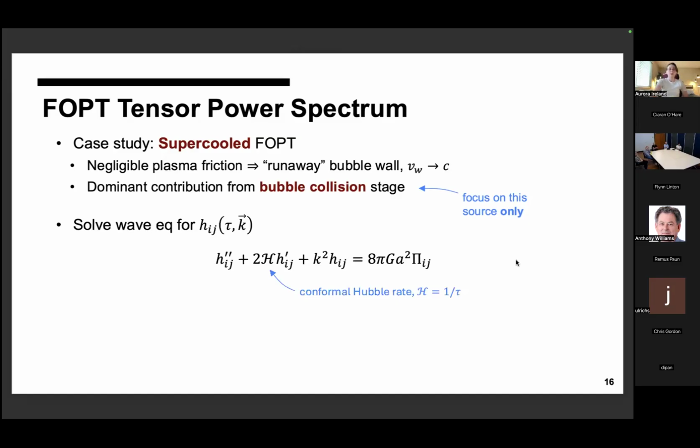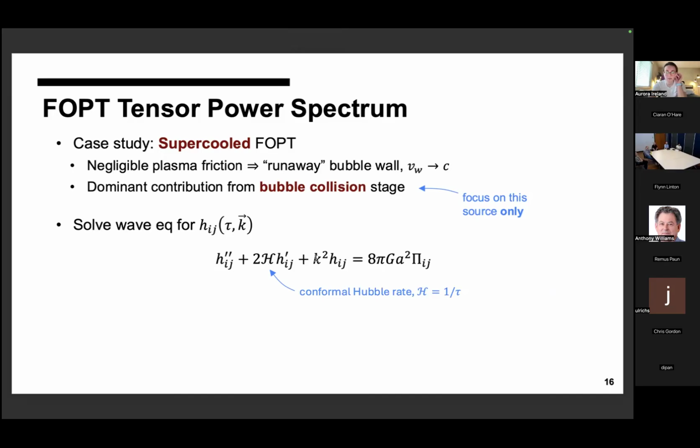Okay. So the first thing we need to do is solve the wave equation to get the tensor perturbation. Here again, the primes are derivatives with respect to conformal time. Tilde h is conformal Hubble.